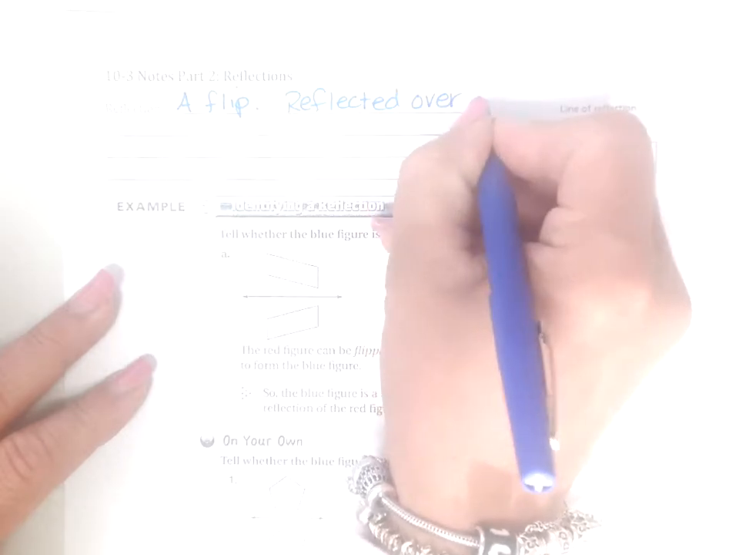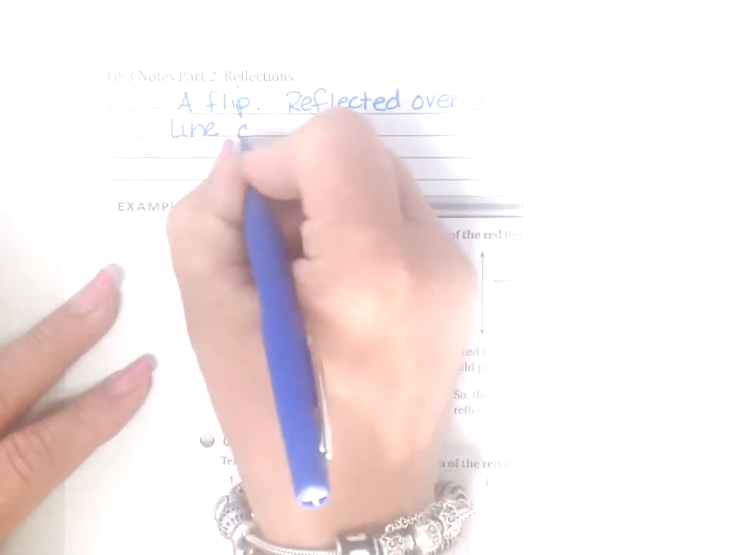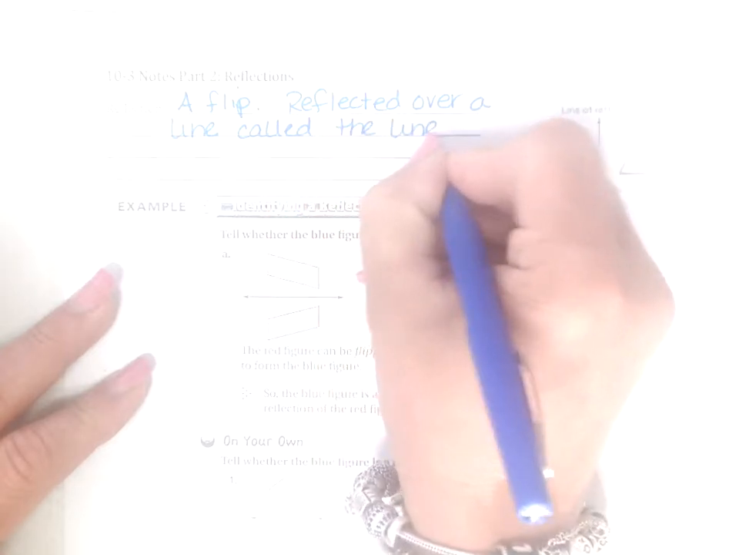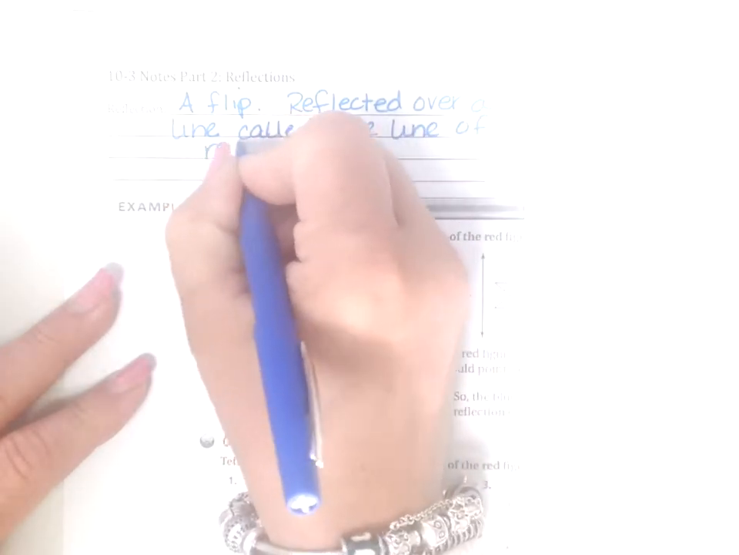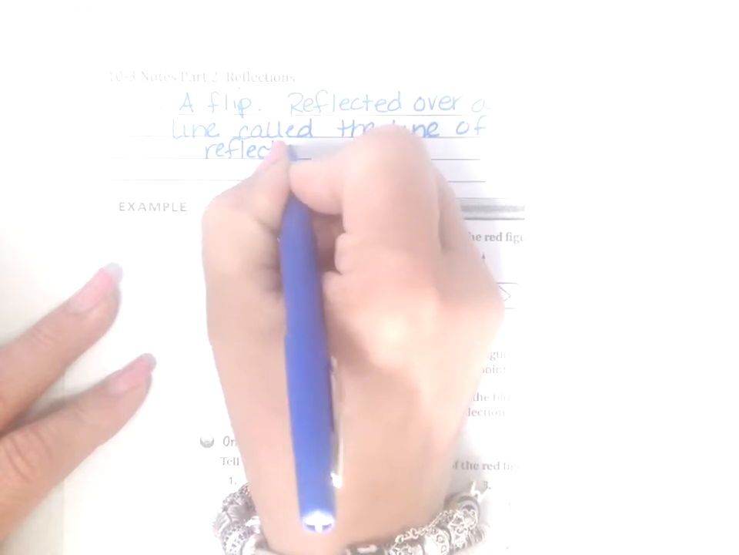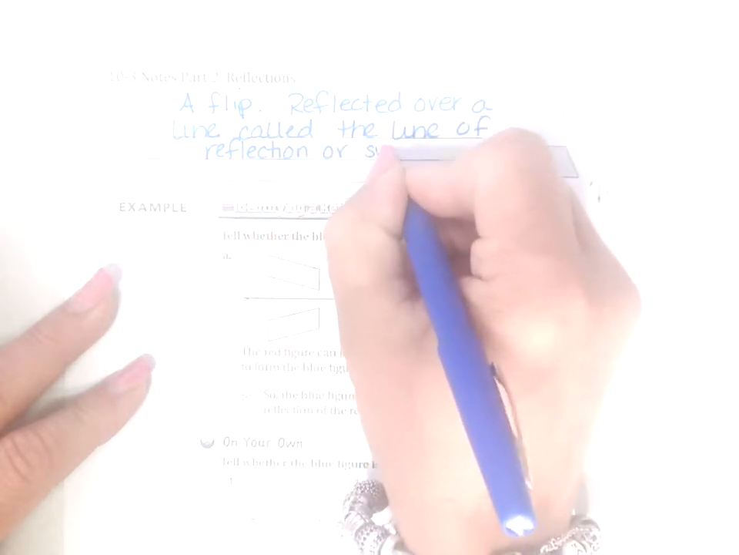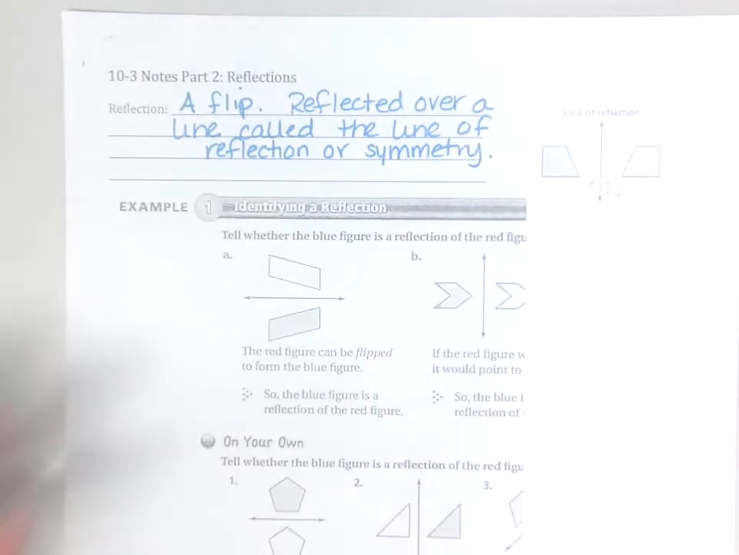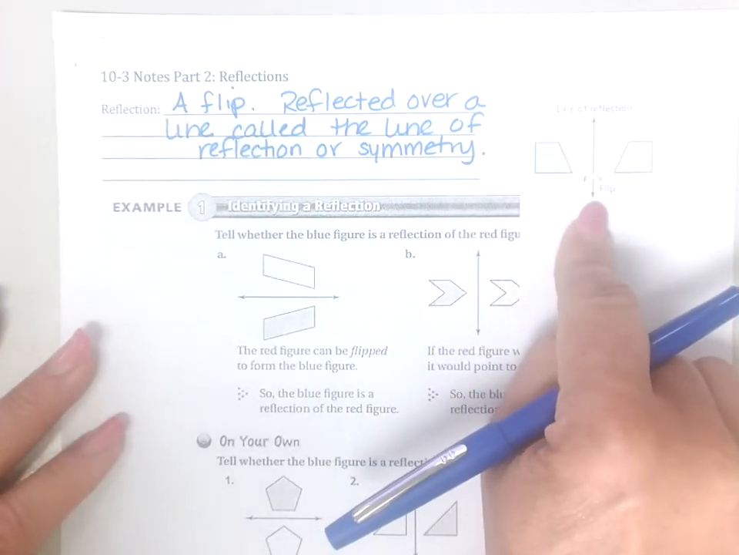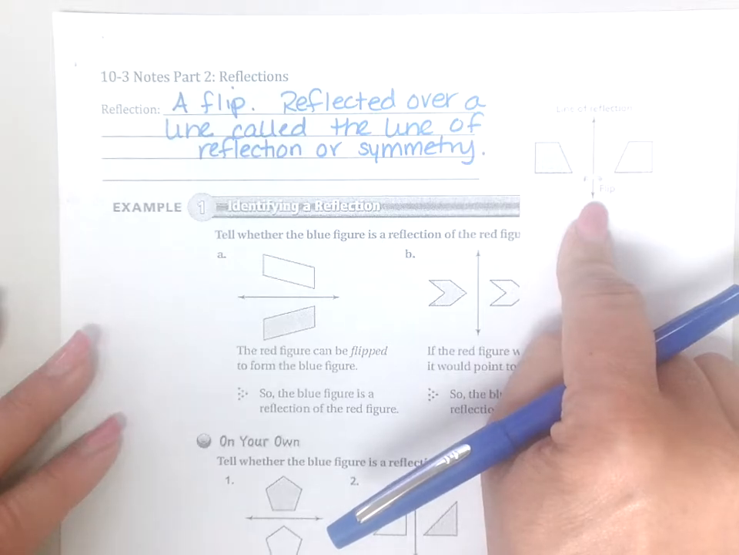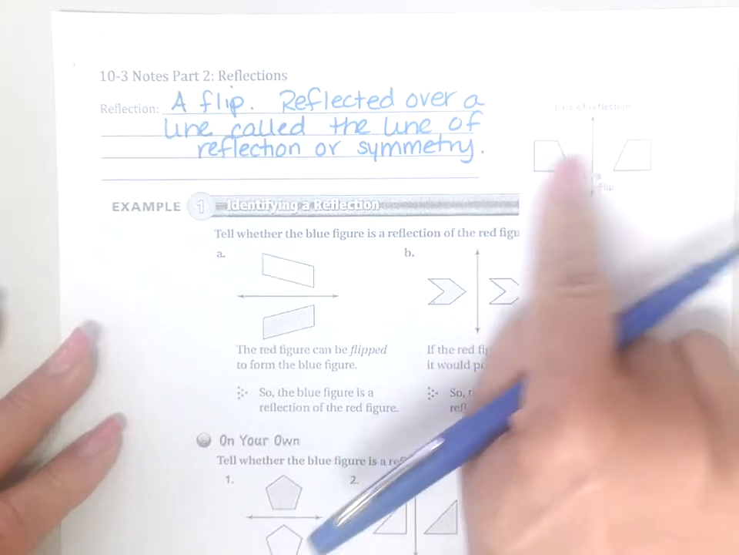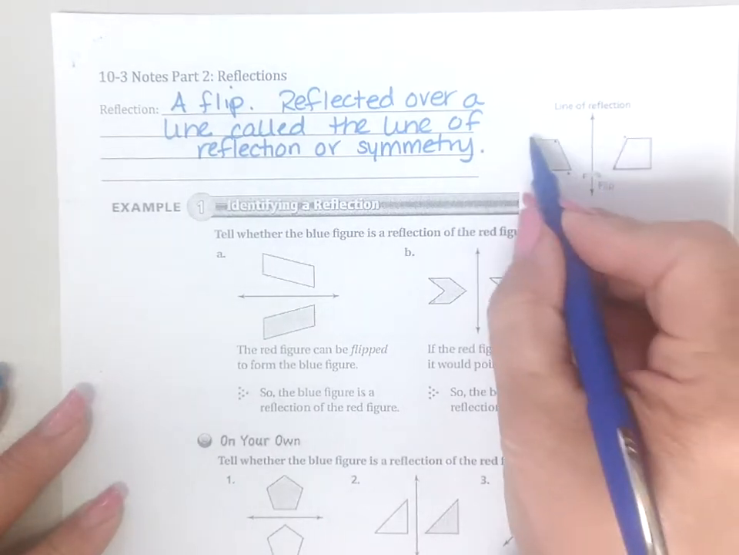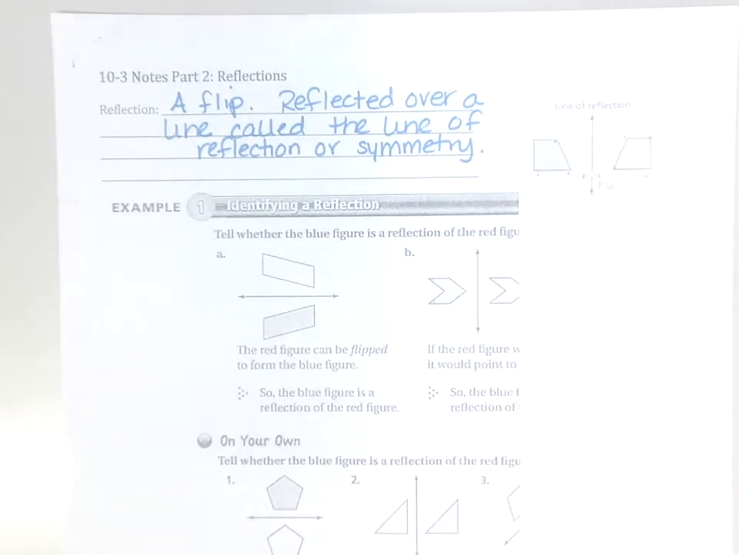over a line called the line of reflection or symmetry. So the line here would be like where it would fold, kind of, or the mirror, and if you folded on this line, everything would match up. So this point would match with this point, this with this, this with this, this with this, okay?